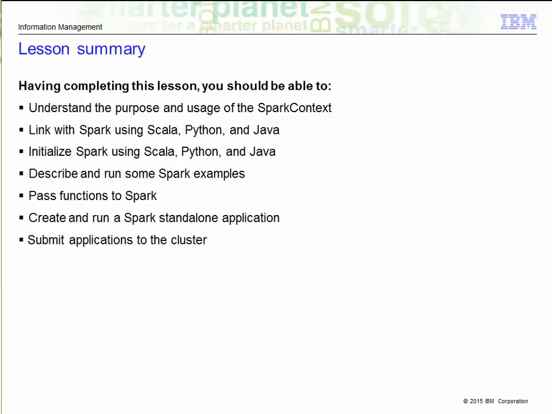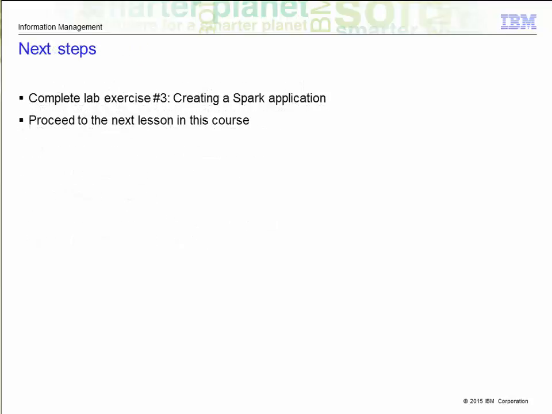Having completed this lesson, you should now know how to create a standalone Spark application and run it by submitting it to the Spark cluster. You saw briefly on the different methods on how to pass functions in Spark. All three programming languages were shown in this lesson. Next steps: complete lab exercise number 3, creating a Spark application, and then proceed to the next lesson in this course.